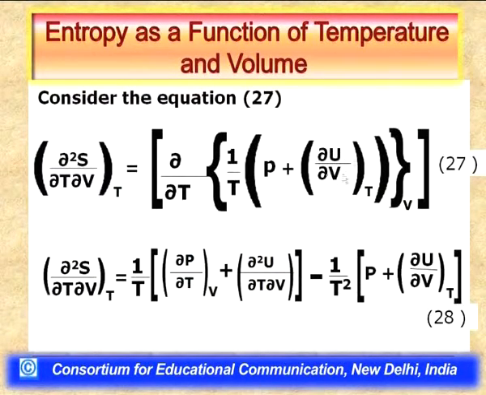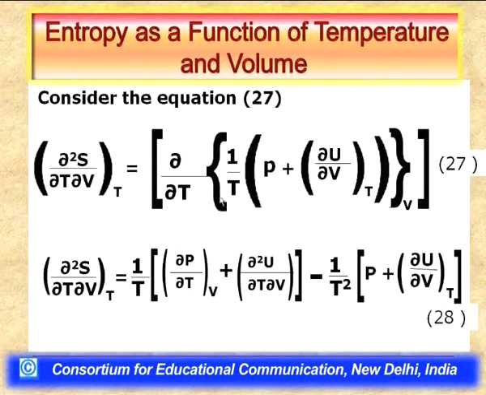Again, considering the same equation, now let us differentiate it. We will make use of the product rule. Here 1 by T is a function of temperature straight away, with respect to which we are differentiating. And P plus del U by del V at constant T also becomes a function of temperature. So, we will consider 1 by T as one function and P plus del U by del V at constant T, this whole bracket term, as the other function.